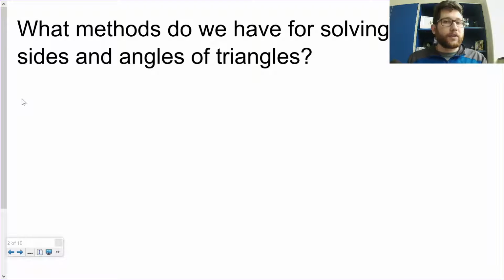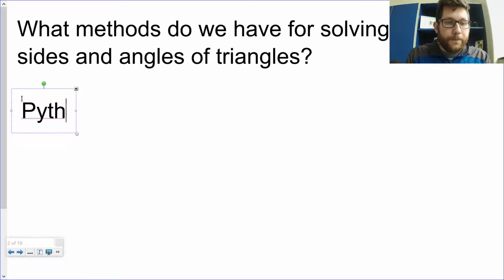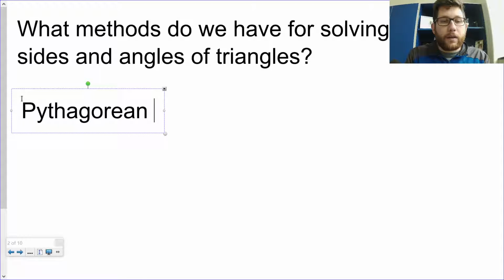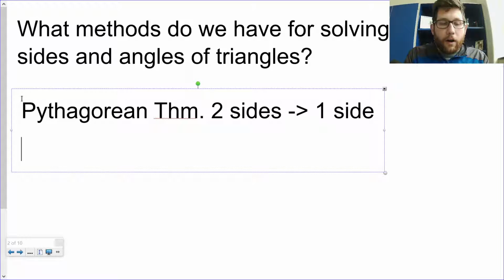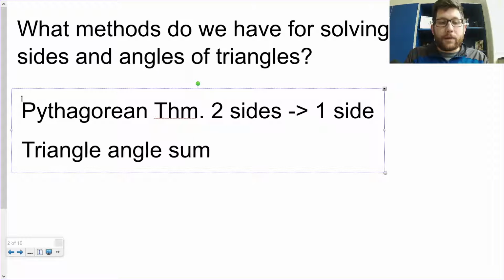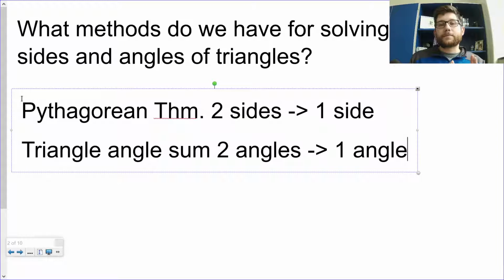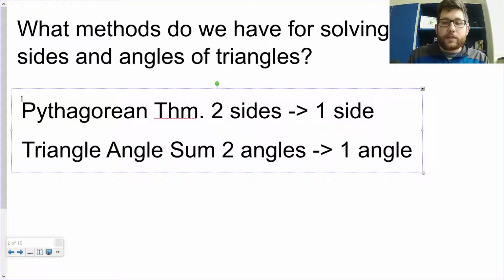If I have some sides looking for angles or vice versa. The first one that we should know, we've got the Pythagorean theorem, right? So this one says if I've got two sides of a right triangle, I can get our third side, right? We also have our triangle angle sum. If I've got two angles, I can get a third angle. Now that does not have to be for right triangles. That could be for any type of triangle, right?